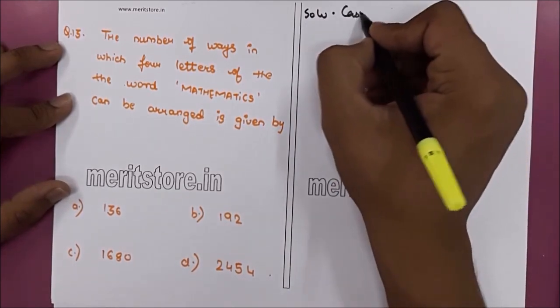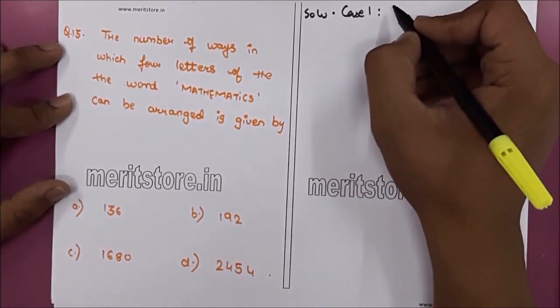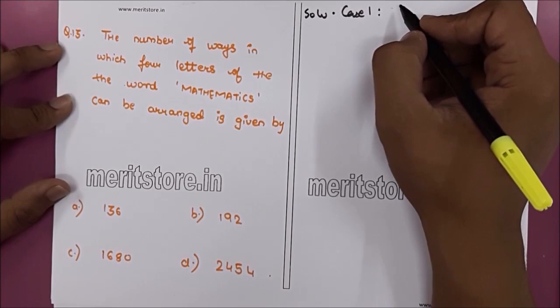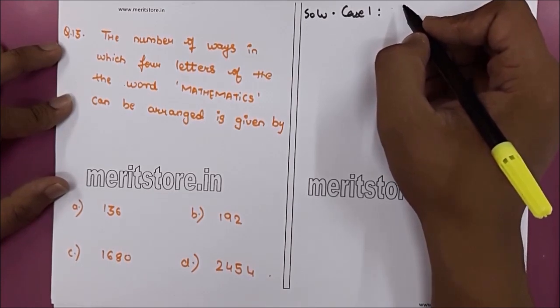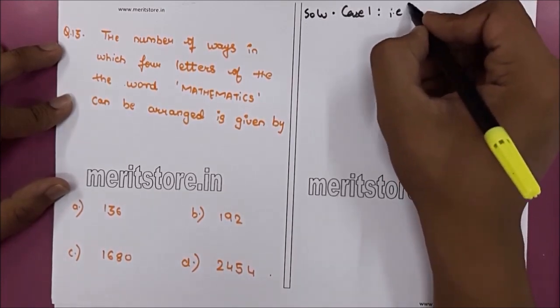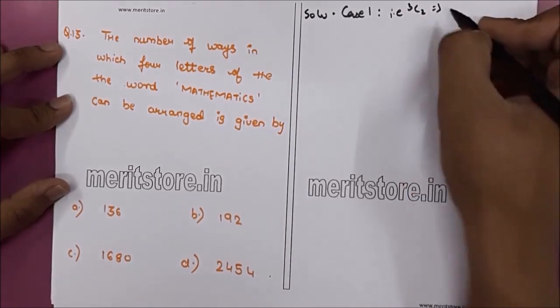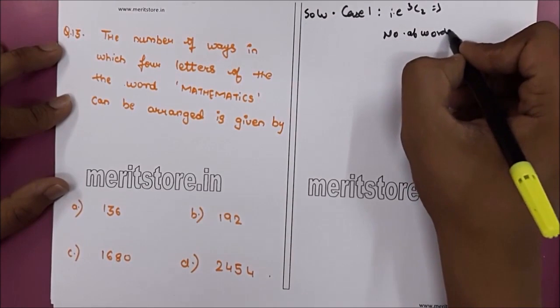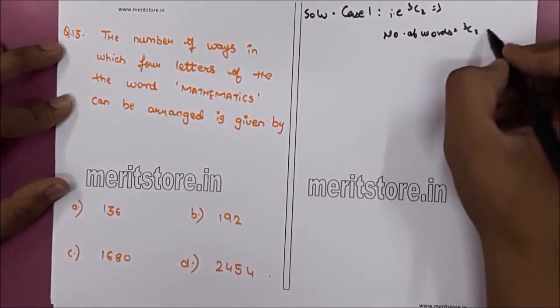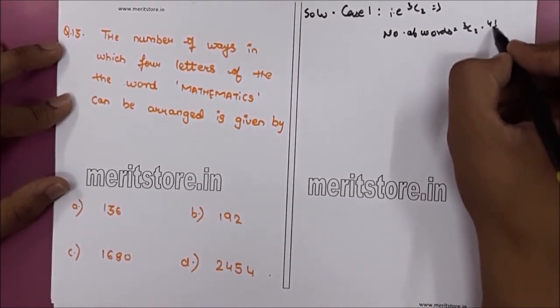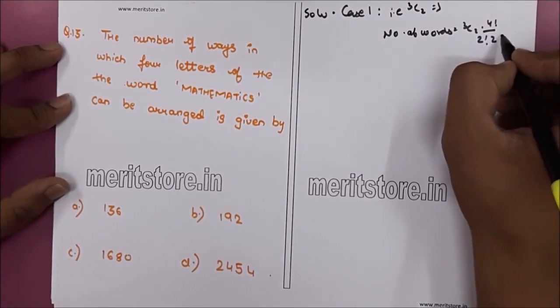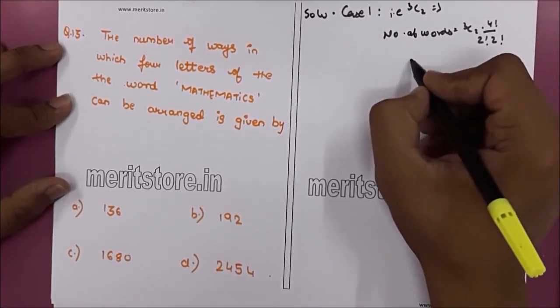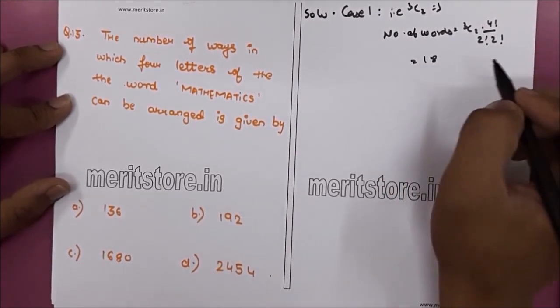Case 1: 2 alike of one kind and 2 alike of a second kind, that is 3C2. Therefore, the number of words is equal to 3C2 into 4 factorial upon 2 factorial into 2 factorial, that is equal to 18.